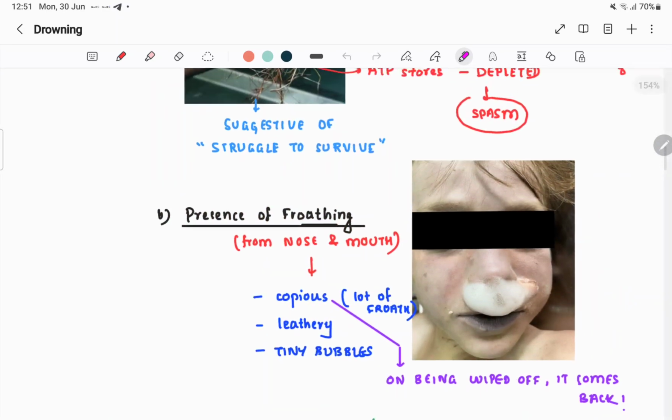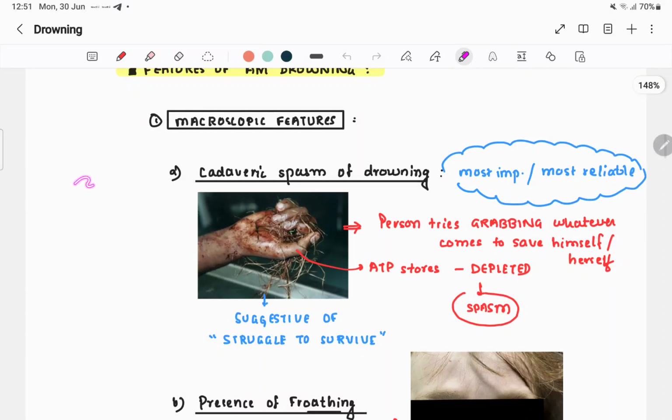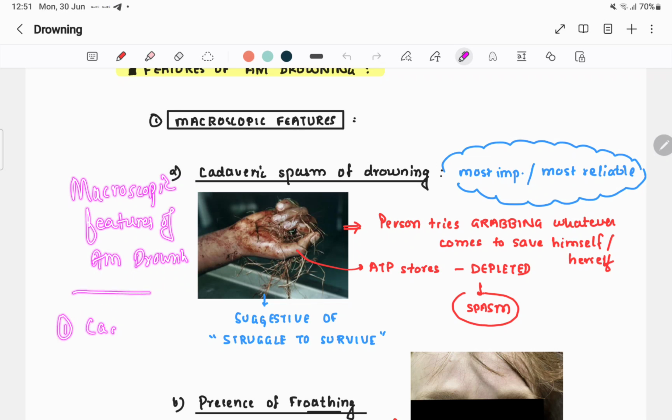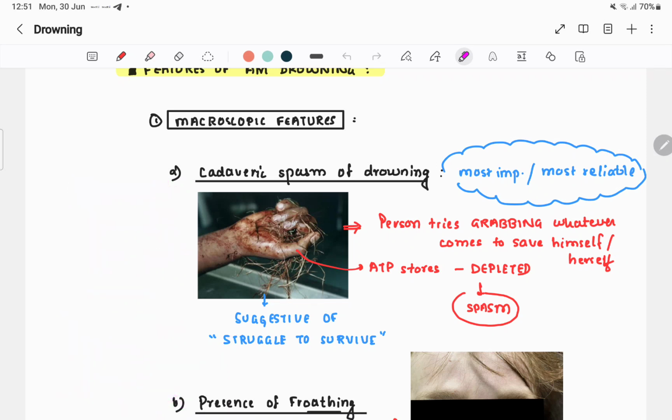So what are the macroscopic features of antemortem drowning? Cadaveric spasm, frothing, and Paltauf's hemorrhage.